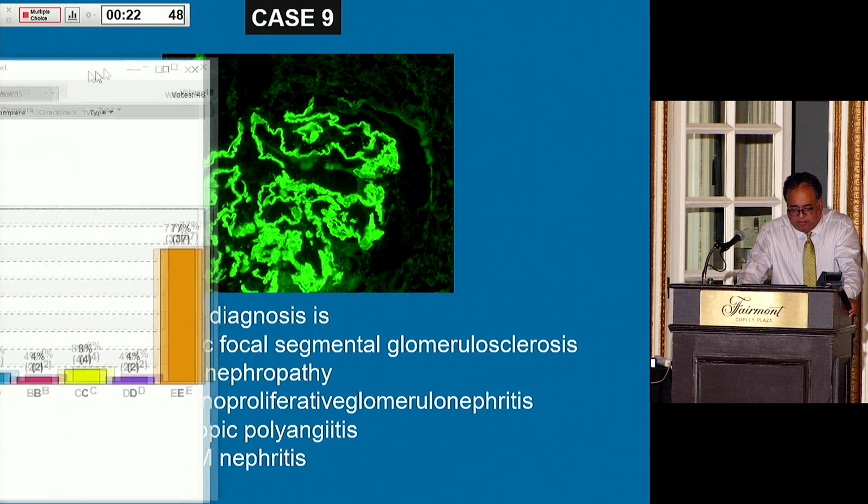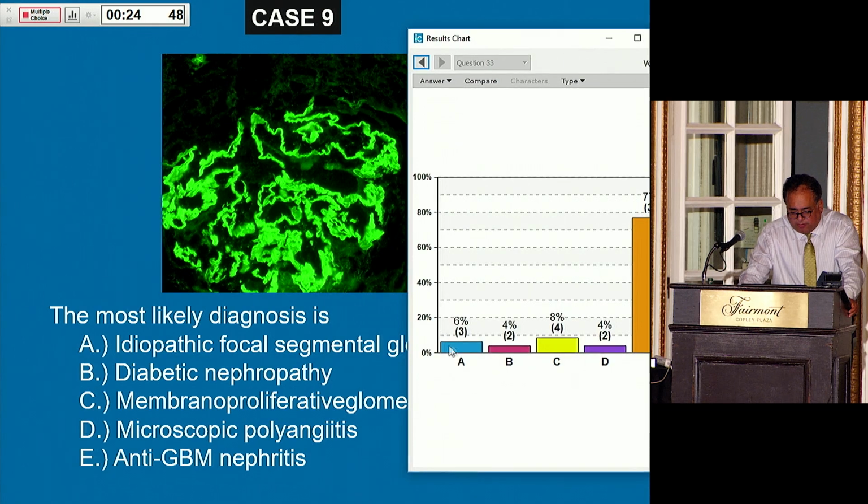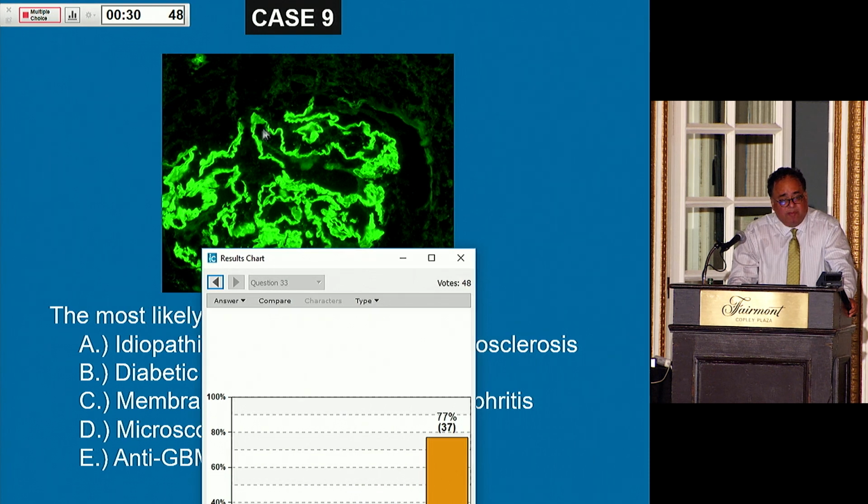About 3/4 of you got the right answer. We're on the right track. There were some who basically, I would imagine, guessed or thought maybe it was one of these other things. This is an immunofluorescence, and this is the ribbon-like continuous sort of appearance of anti-GBM nephritis.